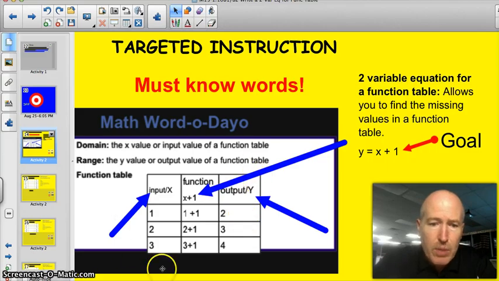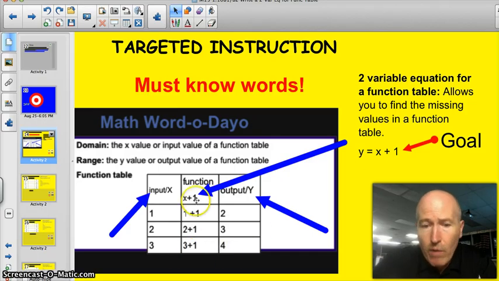And we know that this entire piece here, this little box, is called a function table. Tonight we're going to be working on writing this function as an equation. We know already from last night that our function is x plus 1. So if I take the x value, 1, and add 1 to it, I get my y. Here's my x value, 2. I add 1 to it, like it says, x plus 1, and I get 3. Again, 3 plus 1 is 4.